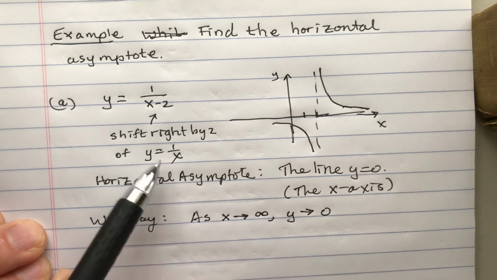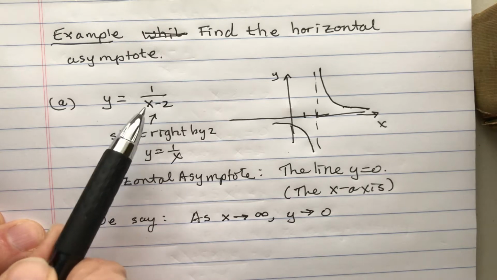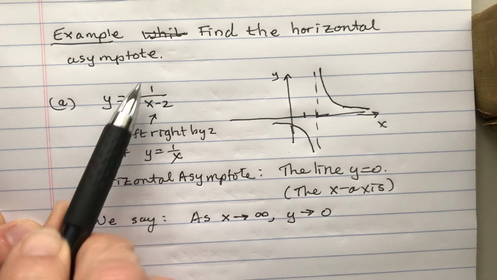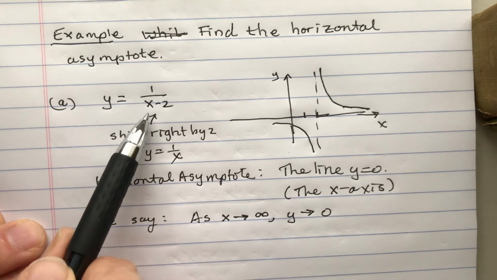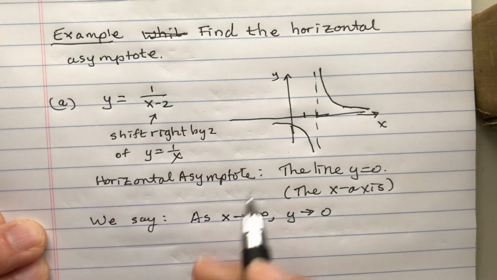So as x gets very large, say x is 1 billion, well, I'm going to subtract 2, but 1 billion minus 2 is pretty close to 1 billion. Then I'm going to have 1 over 1 billion minus 2, which is almost 0. It's not quite equal 0, but it's close.